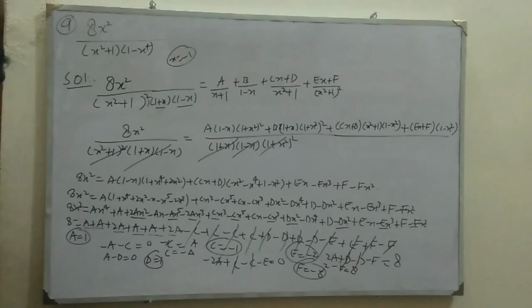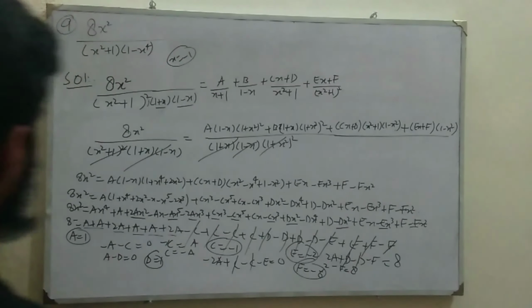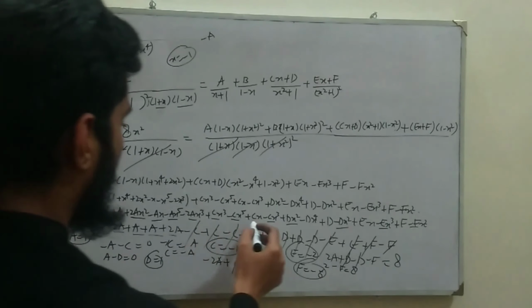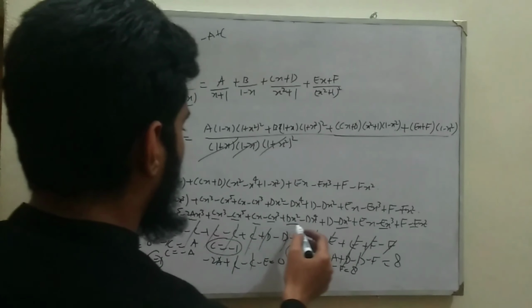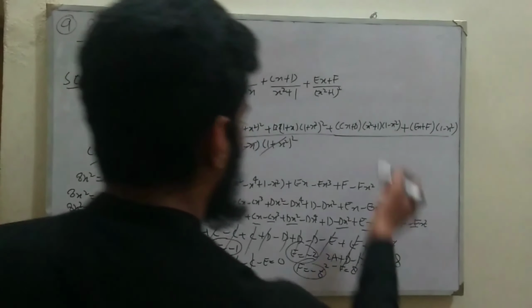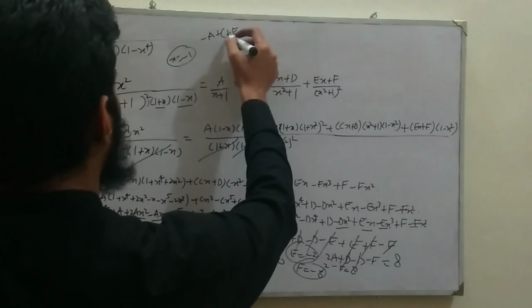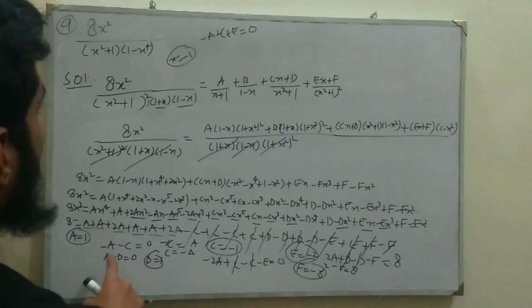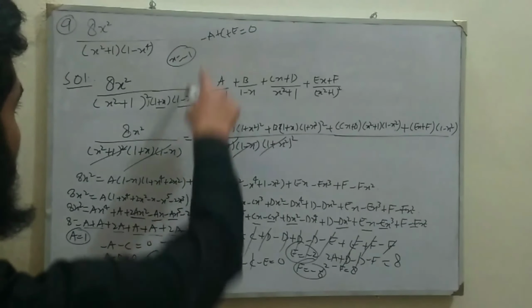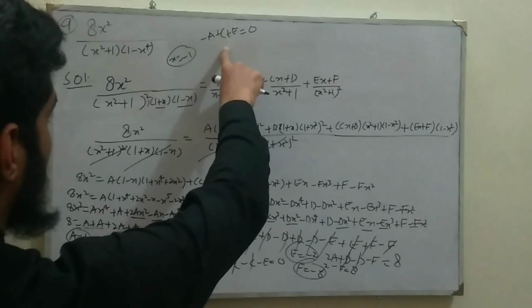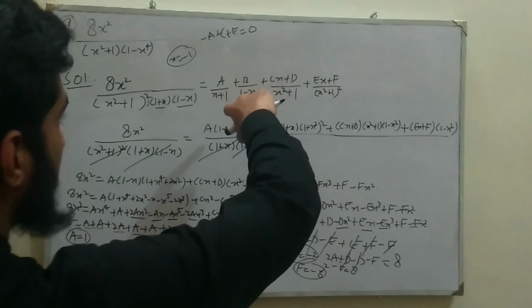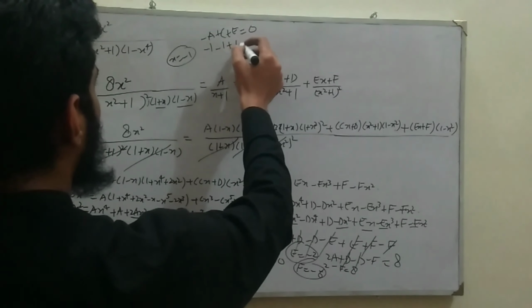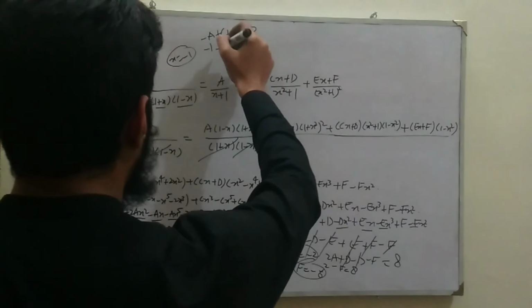Now comparing the coefficient of x on both sides. On this side the coefficient of x is minus a, plus c, plus e, and there is no coefficient of x on the other side. So minus a plus c plus e is equal to 0. So a is 1, so minus 1, and c is also minus 1, so minus 1 minus 1 plus e is equal to 0, so the value of e is equal to plus 2.